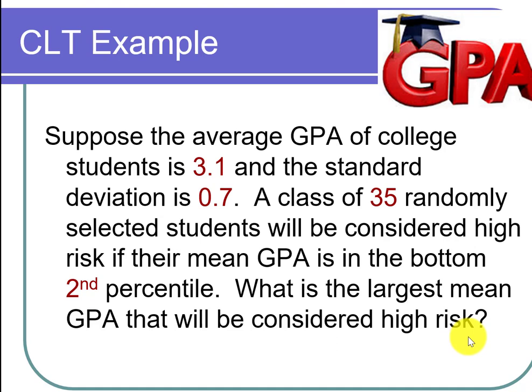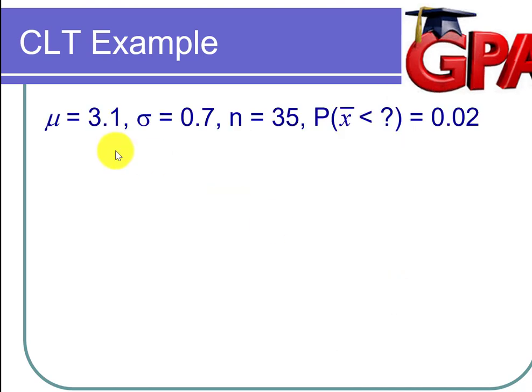So in this case, what we want to do is write down all these numbers and turn them into symbols. In particular, our mean GPA was 3.1. The standard deviation was 0.7, so sigma is 0.7. Our sample size was 35. And we're asked to find the 2nd percentile. So in particular, we can say that the probability that x is less than that percentile is equal to 0.02, so 2%.